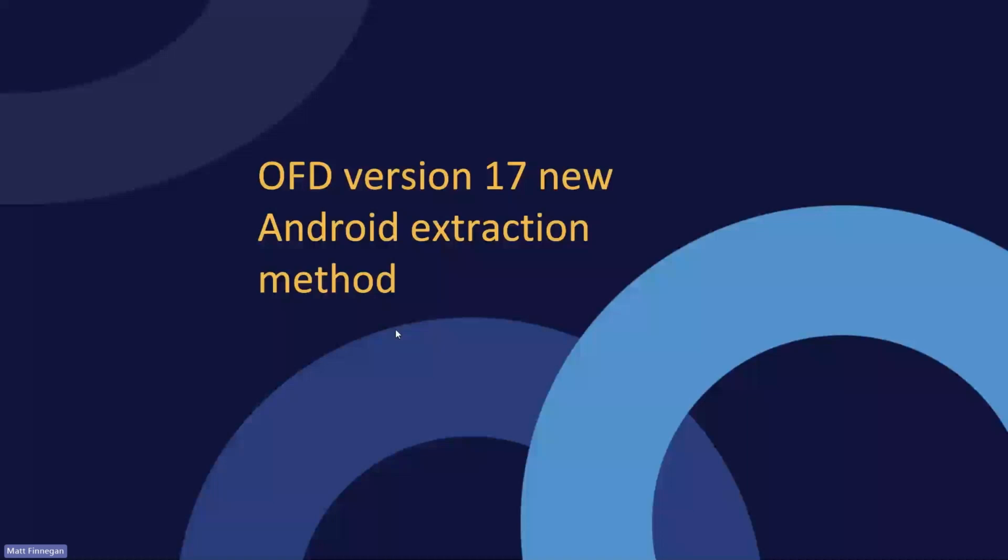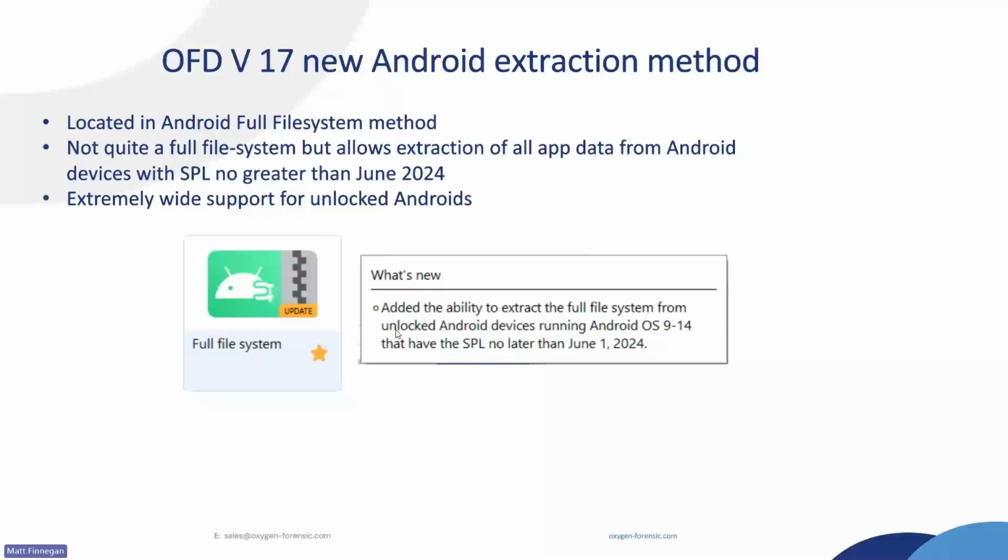One thing that I've added to this presentation actually, and this is not something that I was able to use when I was using Detective as a practitioner because it wasn't in the tool yet, is a new method that I wanted to talk about quite briefly. We added it in version 17, and it really did improve the full file system method in Detective for Android extractions. So in version 17 of Detective, we added the ability to extract the full file system from unlocked Android devices running Android OS 9 to 14, security patch level no later than June 2024. So this is a really, really recent security patch level.